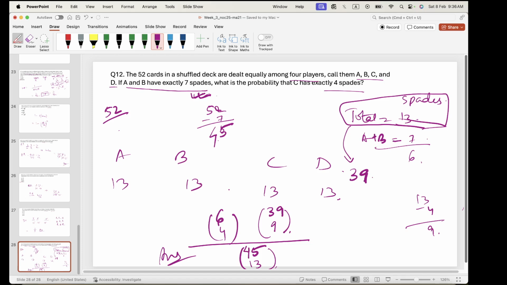Now the probability: in order to have exactly 4 spades out of the remaining 6 spades, C should choose 4 spades in 6C4 ways. And what about the remaining 9 that has to come? That should come from the remaining 39 cards. So this is the answer.